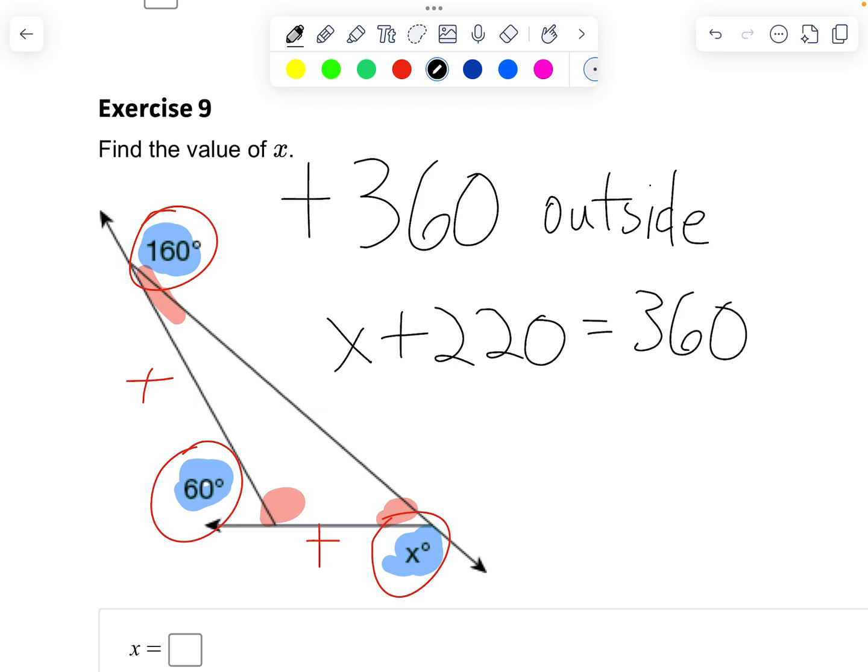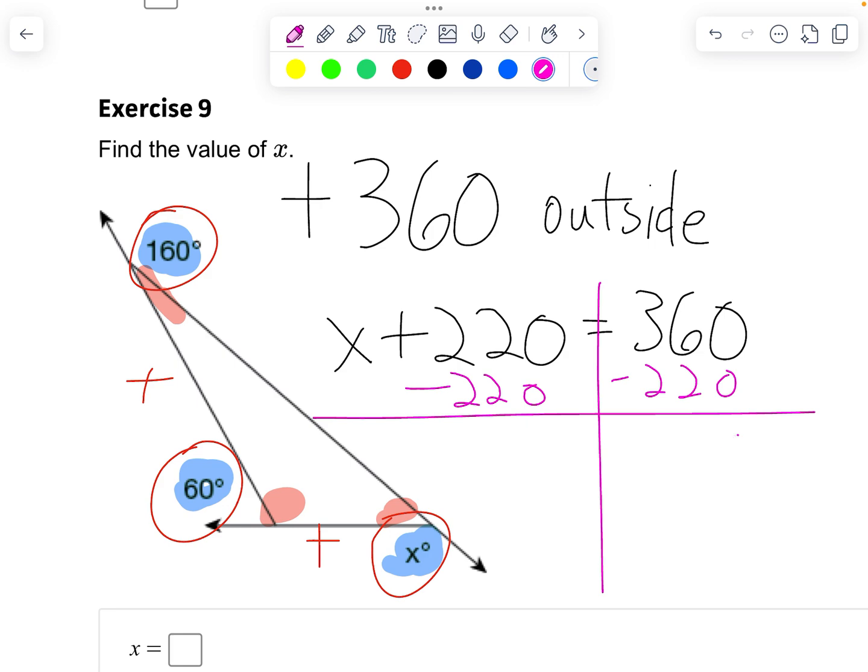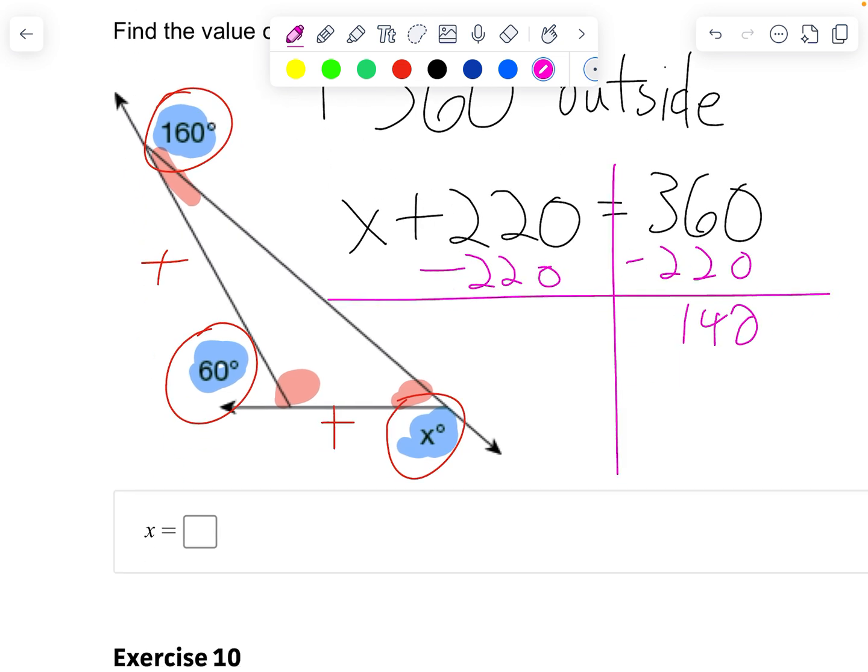Okay? All I do now is solve for x. Scale line. Subtract 220. Subtract 220. You'll get your answer. You can do that on your own. So x equals 140 degrees. All right.